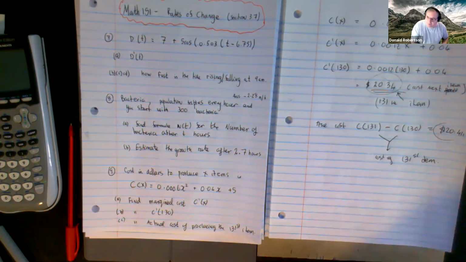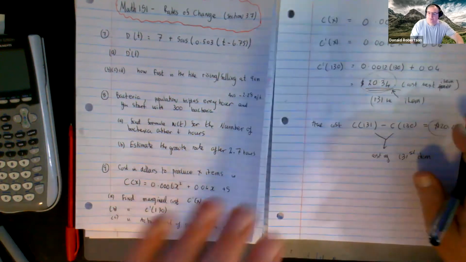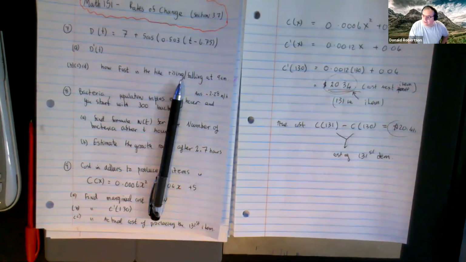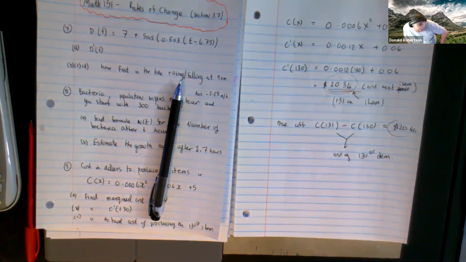Now, again, if you're not into business, it might not be your thing. But as far as math is concerned, all I'm doing here is finding a derivative at a particular value of x, in this case, 130. And then the interpretation of it is what the people in business realize that is.